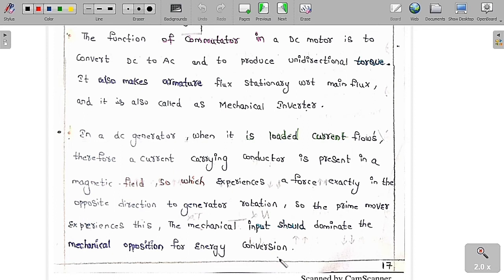Always remember, in F cap is equal to I cap cross B cap, the F cap always represents the electrical torque or electrical force. In a DC generator, the electrical torque and the mechanical torque are opposite in direction. So the mechanical torque should dominate the electrical torque. Then only is the energy conversion happening from mechanical to electrical energy. This is a very important point that you always need to remember.